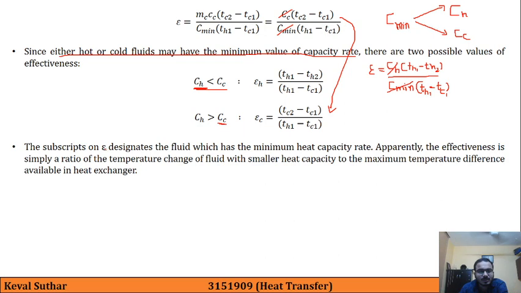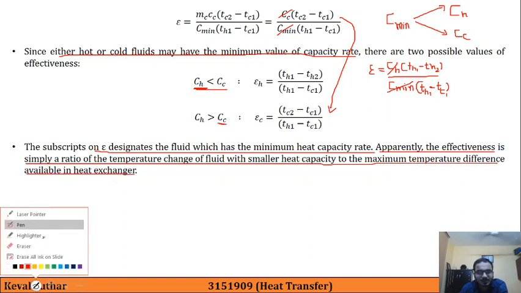The subscript on epsilon designates which fluid has the minimum heat capacity rate. Apparently the effectiveness is simply the ratio of the temperature change of the fluid with smaller heat capacity to the maximum temperature difference available in the heat exchanger. So this is important.